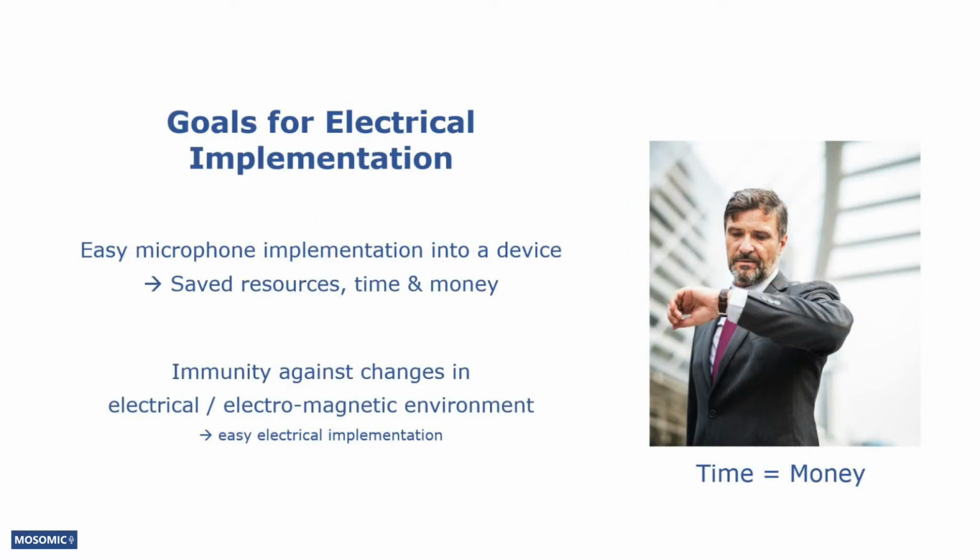For a device designer and manufacturer, the easier a microphone or microphone system is to implement into the device, the better. A microphone should be easy to be designed to be a part of a system electrically, acoustically, and mechanically. This helps save resources, time, money, and nerves. Any challenges in the implementation are multiplied in devices with multi-microphone arrays. Ease of electrical implementation means immunity against reasonable changes in the electrical and electromagnetic operating environment of the microphone.